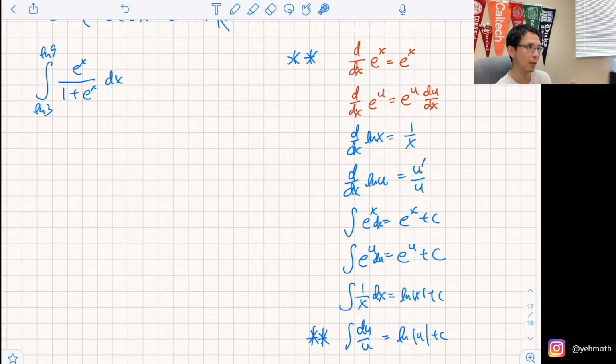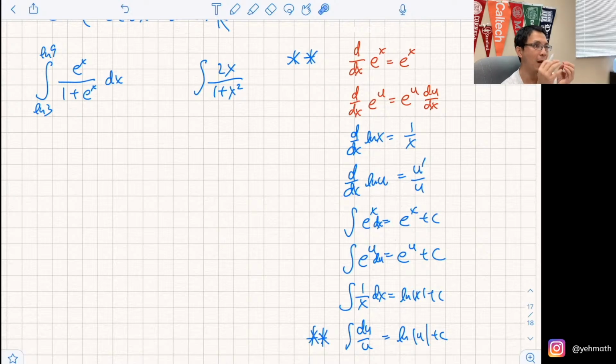What's the relationship? The denominator and numerator have a relationship of one derivative away. So as a reminder, let's say we have 2x over 1 plus x squared. Do you see that they are one derivative away? See, the derivative of x squared is equal to 2x. Then that's automatically a natural log integration.